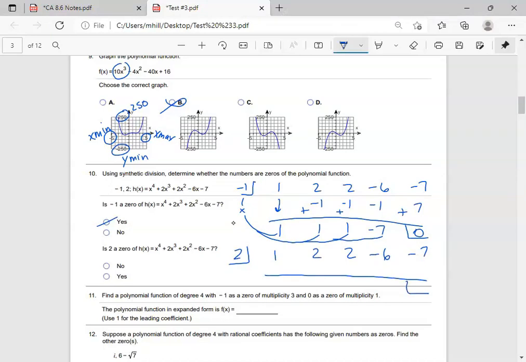So we're going to see if this down here is a 0. I'm bringing down 1 there. 1 times 2 is 2. 2 plus 2 is 4. 4 times 2 is 8. 2 and 8 is 10. 10 times 2 is 20. I don't know why I put 16. Okay, -6 and 20 is 14. 14 times 2 is 28. 28 and -7 is 21. Still no. Are y'all okay with that? Just make sure we got this one. Okay, so we're good.